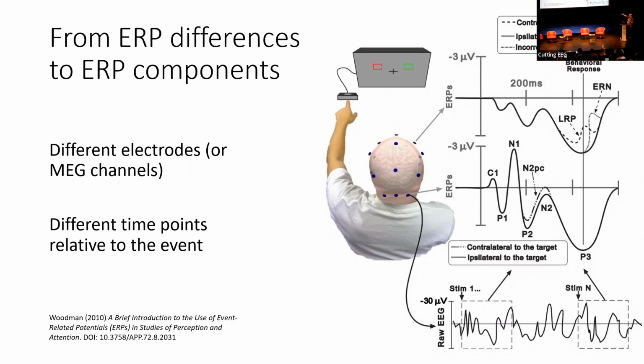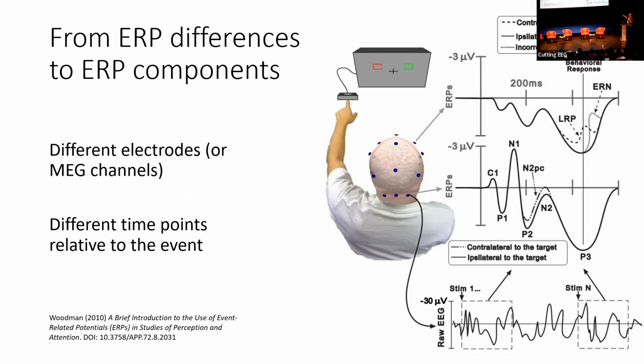And then depending on where we look, we're going to see a different pattern. So the event-related potential on an electrode here at the back of the head is going to show a different pattern of activity than the event-related potential would show for a channel here at the front of the head. And this is where ERP components come in. ERP components are features in the data that are different for the different channels, or electrodes or MEG channels, and that are also different at different time points relative to the event.